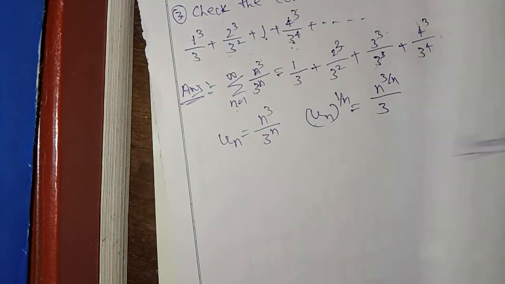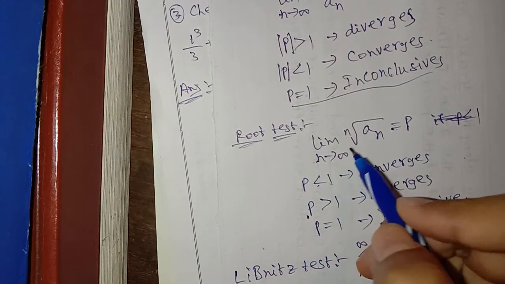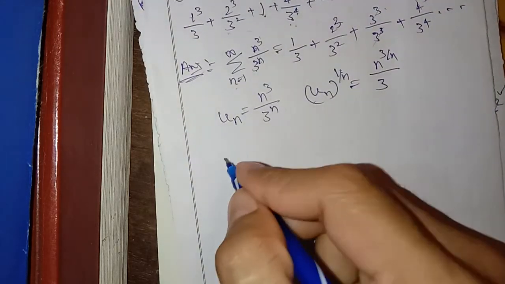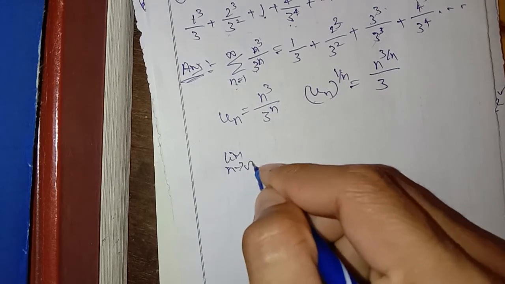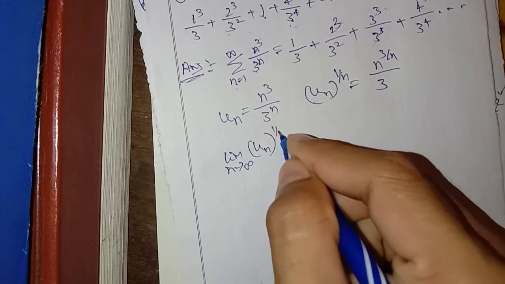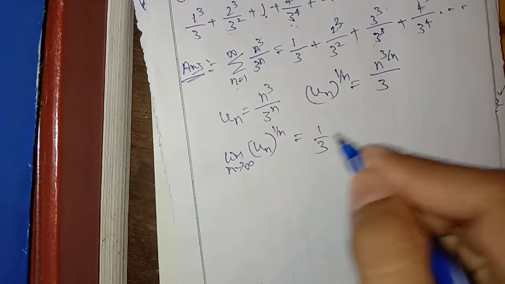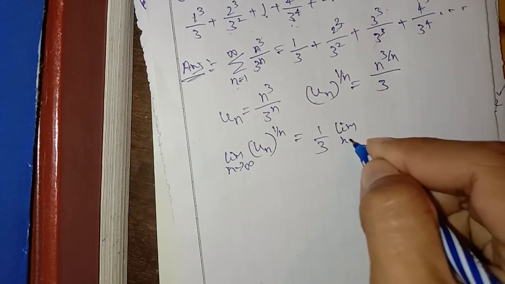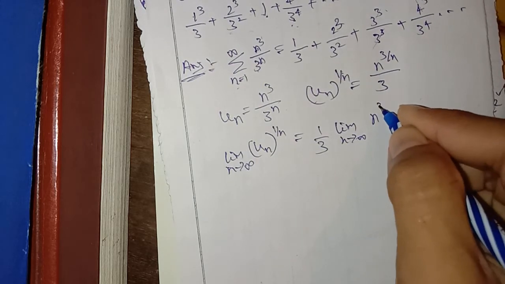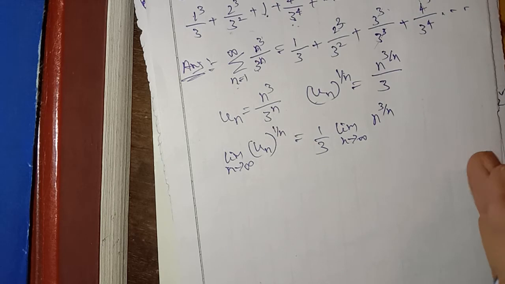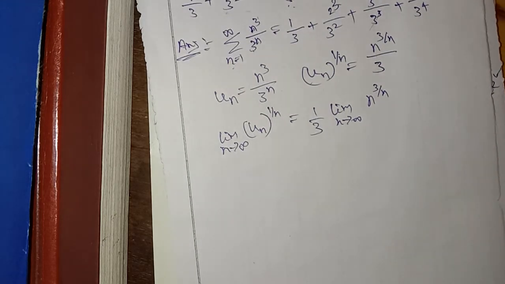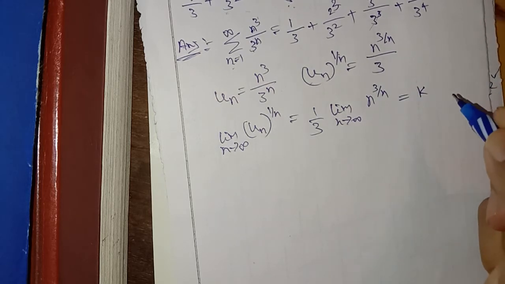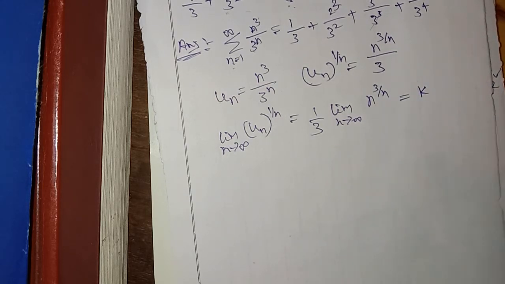N by n is 1, so we get 3. If we apply the root test, what is limit n tends to infinity of un raised to 1 by n? That is equal to 1 by 3, times, taking outside, limit n tends to infinity of n raised to 3 by n. Now if we take this as k, then if we apply ln, what do we get?